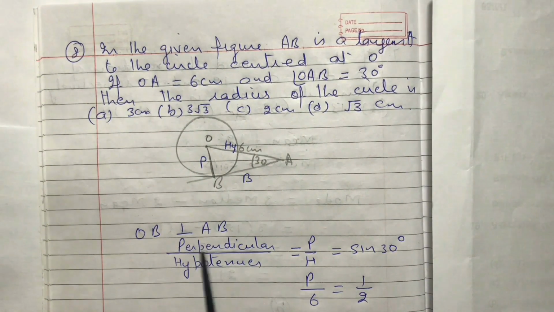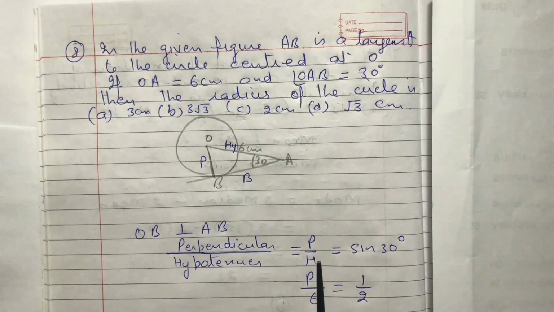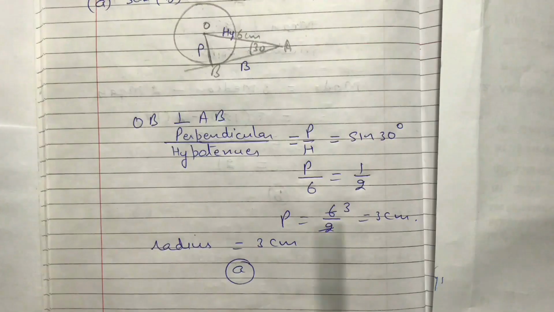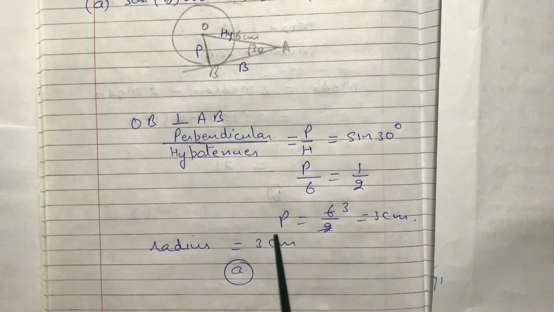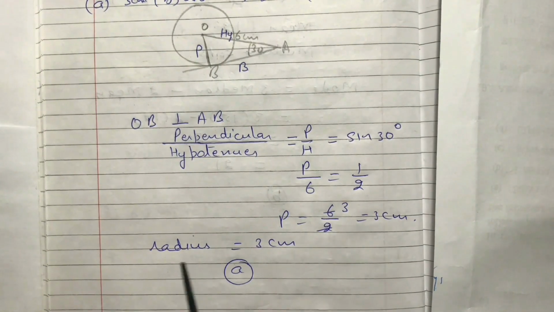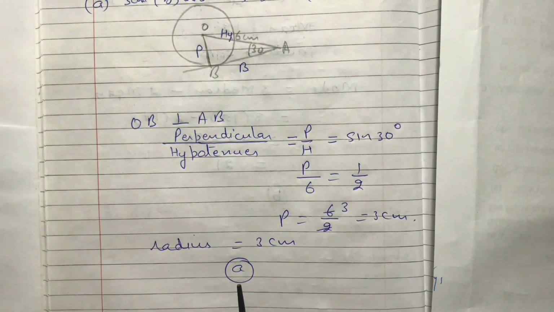Apply perpendicular upon hypotenuse, which is P upon H, is equal to sin 30 degree. P by 6 is equal to 1 by 2. It means P is equal to 3 centimeter. So the radius is 3 centimeter. So A is the option.